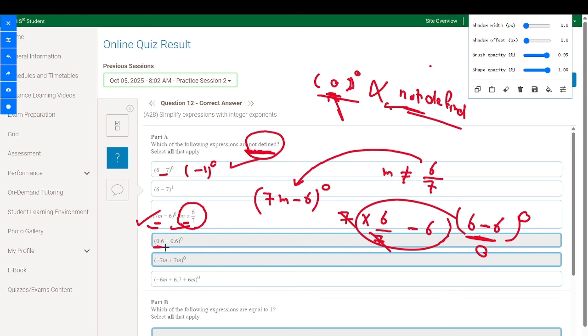Now here 0.6 minus 0.6 power of 0. So 0.6 minus 0.6 is 0, 0 power of 0, so that means it's not defined, which is the right answer here. Minus 7m plus 7m is equal to 0, so 0 power of 0, that means it's not defined, which is right. Here we have minus 6m plus 6.7 plus 6m. Minus 6m plus 6m is 0. So the remaining will be 6.7 power of 0, which is defined.